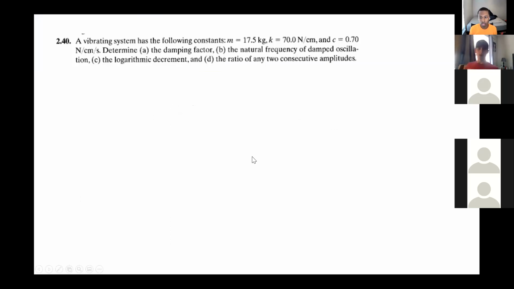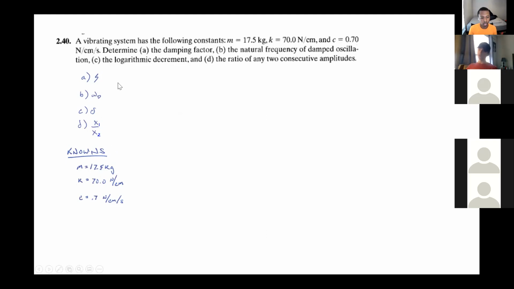So now we're gonna get into some applications. This is the same exact problem that you just saw. This is 2.40 in your book. So a vibrating system has the following constants. Mass is 17.5 kilograms. Your spring constant is 70 newtons per centimeter, and our damping constant is 0.7 newtons per centimeter per second. So we're going to determine the damping factor. We're going to determine the natural frequency of damped oscillation. We're going to also calculate the logarithmic decrement and the ratio of any two consecutive amplitudes.